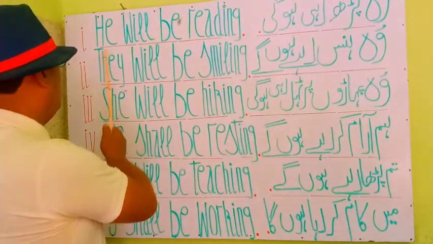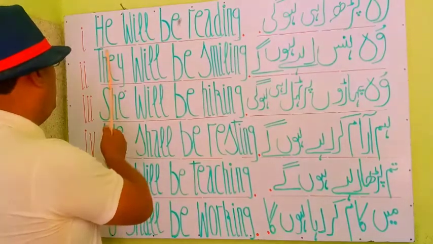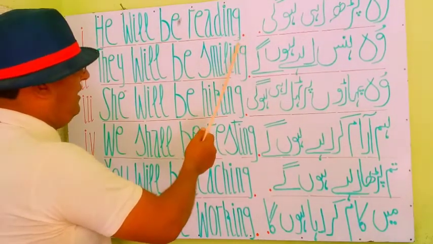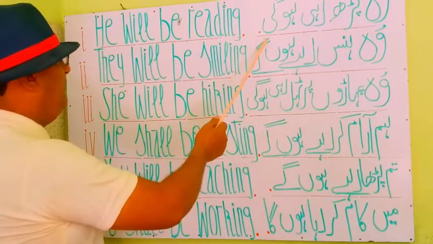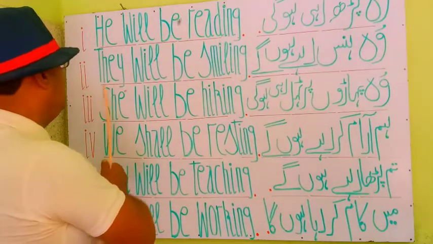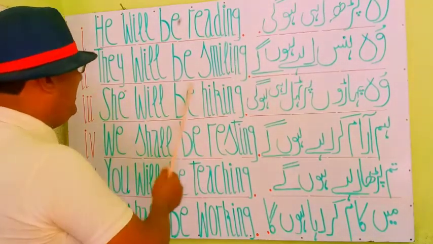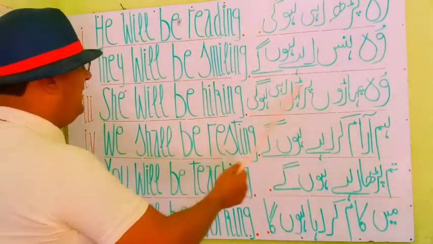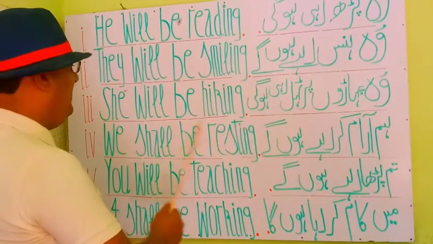वो पढ़ रहा होगा. He will be reading. And वो पढ़ रही होगी. She will be reading. Next is they will be smiling. वो हंस रहे होंगे. They will be smiling. And next is she will be hiking.